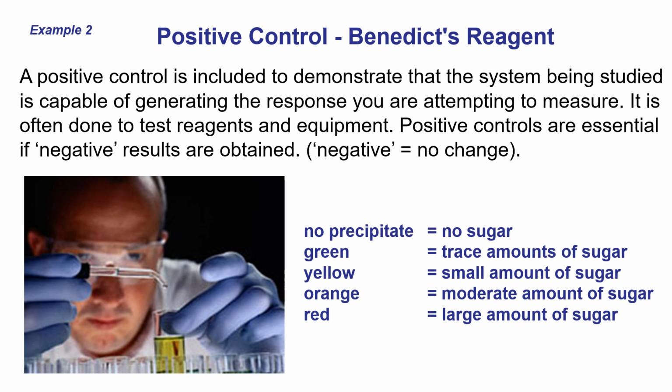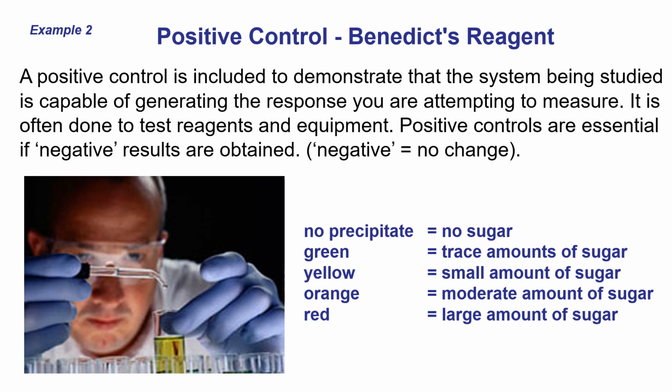So what we could do is a positive control where we take some urine from a healthy dog and we add sugar to it. On purpose, we're going to add some sugar, mix it up, and then add some Benedict's reagent and make sure that the Benedict's reagent actually changes color. I mean, it's possible there's something in the urine that could stop it from changing color.